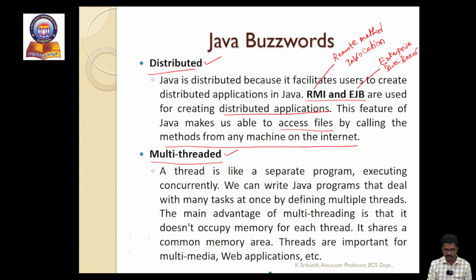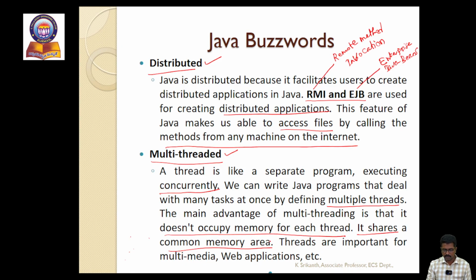A thread is a part of an application. An application or program can be divided into multiple threads, and each thread can be run on a machine, and the threads can be run concurrently to achieve multi-threading. The main advantage of multi-threading is that it doesn't occupy memory for each thread. It shares a common memory area.